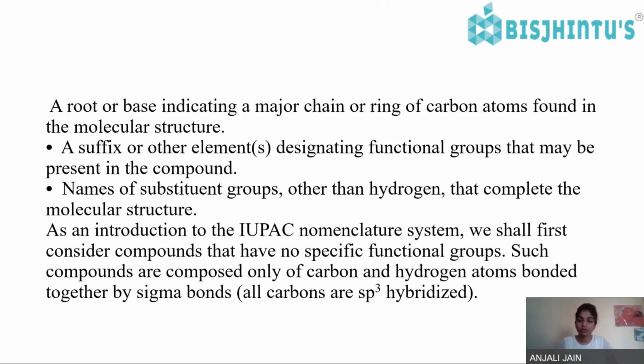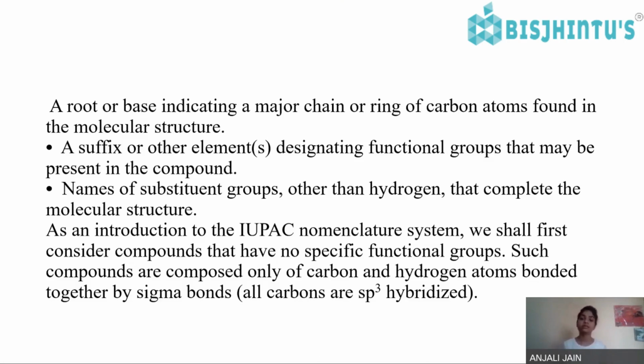Names of substituent groups other than hydrogen that complete the molecular structure. So if there is any other substituent such as methyl, ethyl, chloro, or a cyclo ring attached to the main chain, all these substituents other than hydrogen are needed to complete the molecular structure. Okay, as an introduction to the IUPAC nomenclature system, we shall first consider compounds that have no specific function.